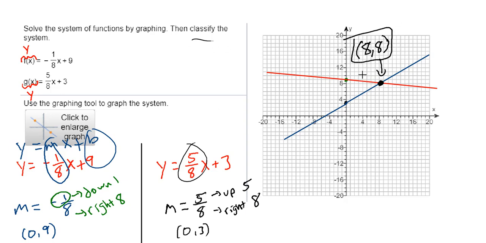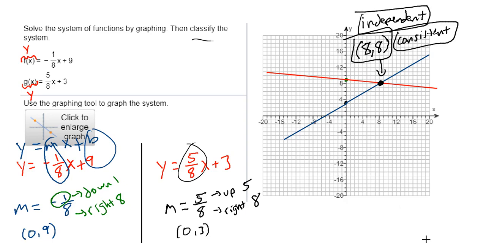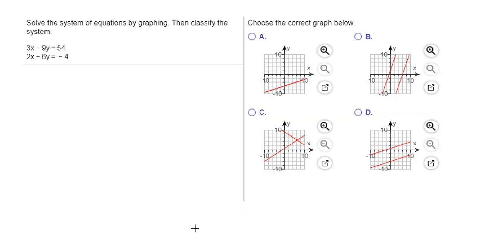To classify the system, it's just like the last example. We got one solution that's not infinite, so it's going to be an independent system since it's not infinite. And because we did get a solution, it's consistent. It would only be inconsistent if we got no solution at all. All right, so again, the same classification. It's independent and consistent. All right, let's take a look at this example.